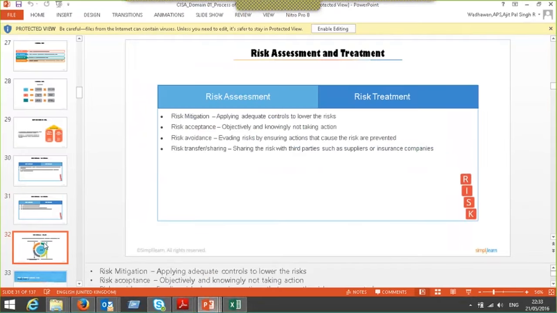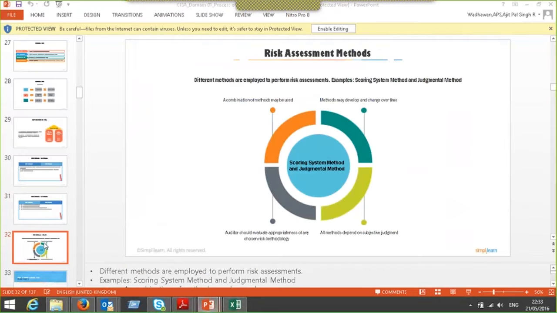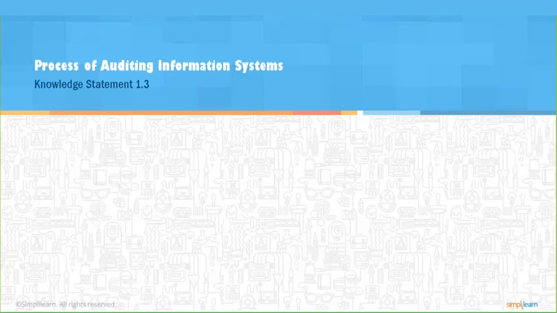The last topic is pretty easy. It's about fundamental business processes. As a manager, as an auditor, you need to be aware of the different business processes, such as payroll processes and accounts payable processes, as they are very important for the audit process.